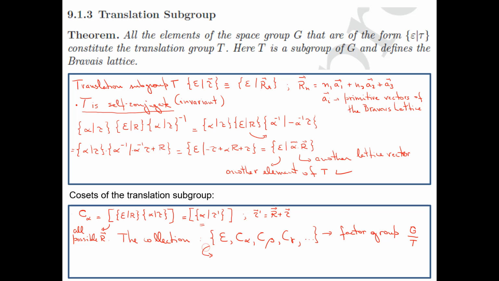So we are going to see that this factor group is actually isomorphic with the point group of the crystal. For each space group, we're going to associate a point group that is precisely the factor group G over T. It's a collection of point group operations that leave at least one point of the crystal invariant, okay? So this is isomorphic with the point group of the crystal. We are going to explore that in more detail in the next few lectures. Okay? All right.